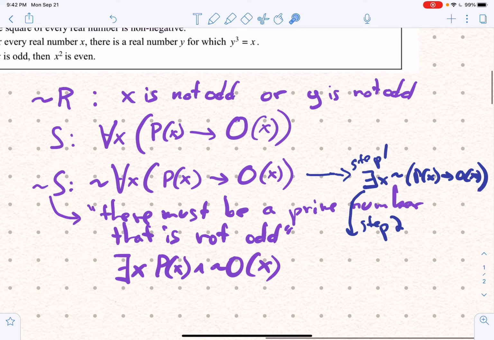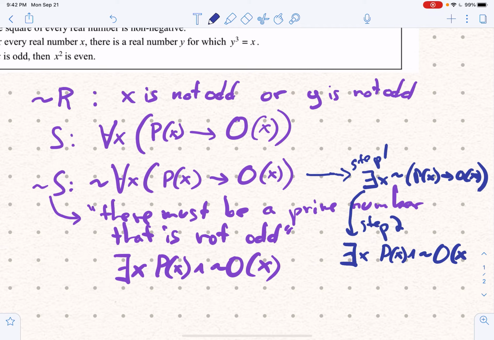So I'm going to do just the same thing here. I'm going to apply this negation to this conditional, and that's going to keep the thing in the front the same, change this to a conjunction, and make this a negation of that O of x. So this is step 2. I'm going to keep the exists x that was out in the front, and then we have the P of x and not O of x.